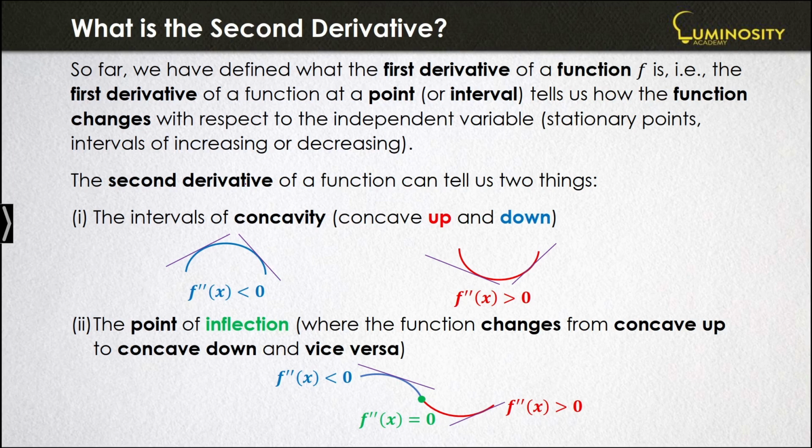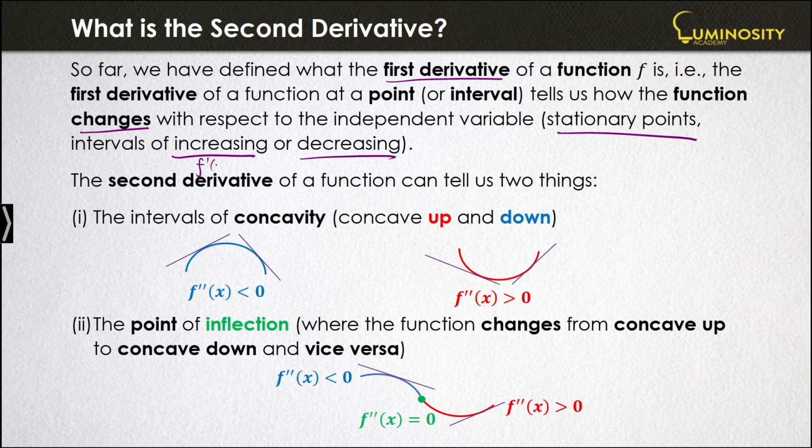Okay, so far we've defined what the first derivative is of a function f. Essentially, the first derivative of a function at a point or an interval tells us how the function changes with respect to the independent variable. So we found things like stationary points, which are turning points where the graph would turn and have a zero gradient of the tangent line. And then intervals where the graph would increase or decrease based on the first derivative.